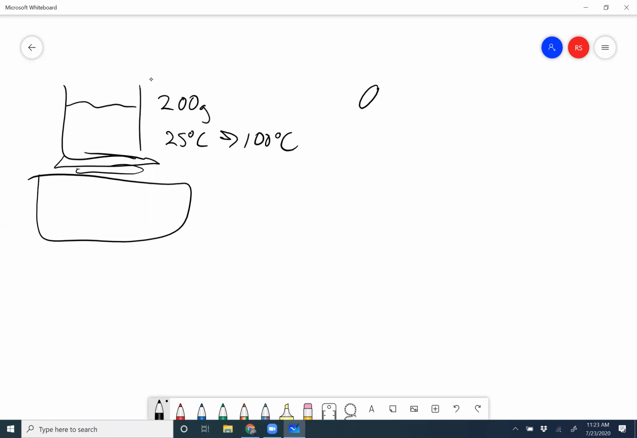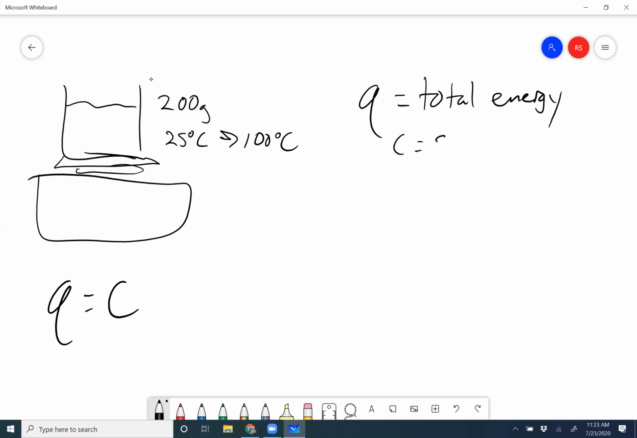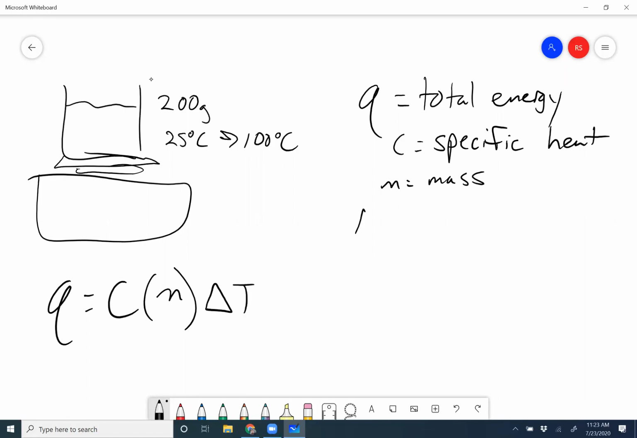So we can use the equation. The Q, which is the total energy, so we'll write it down here. The Q is equal to C, and C is specific heat, times the mass, and then times triangle T. And triangle T means delta T, which means temp change.